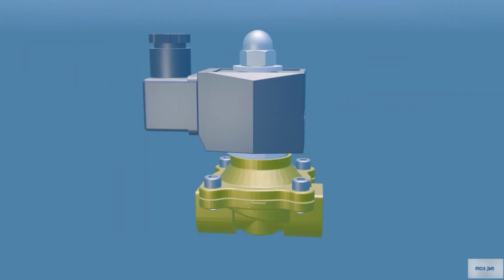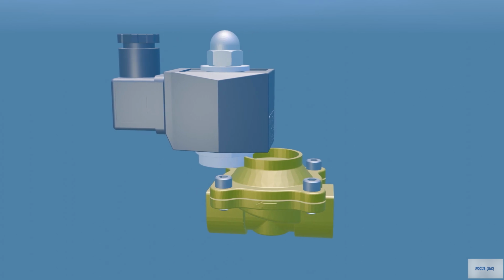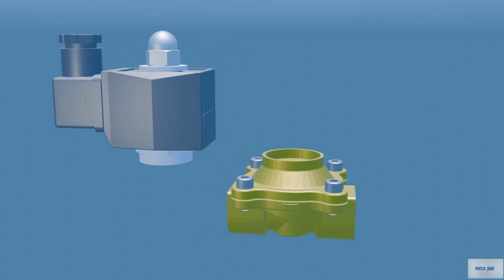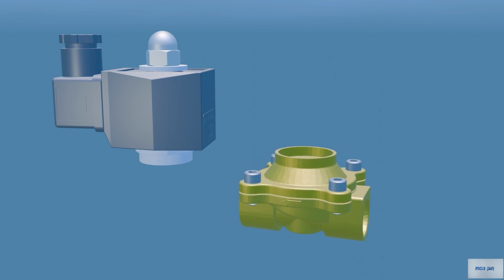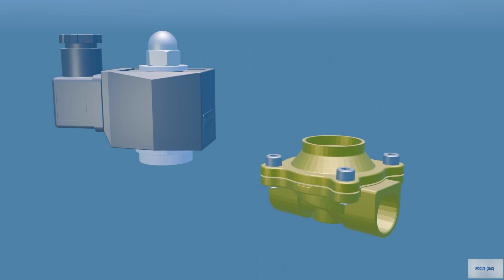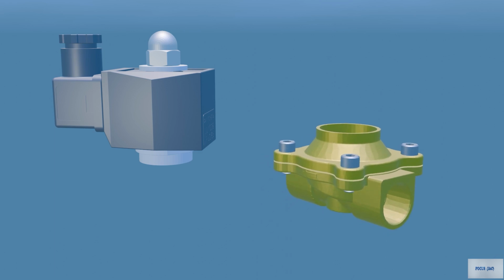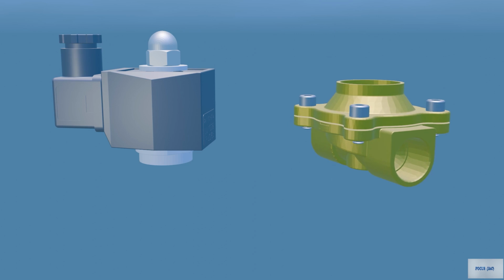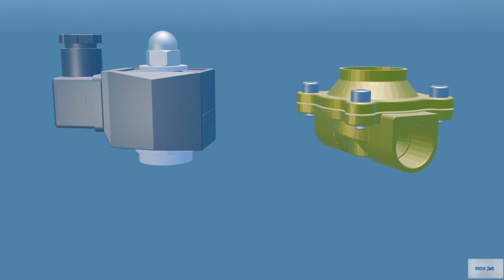The valve body often contains various internal parts such as springs, orifice, or other components that work in conjunction with the solenoid to achieve the desired operation. Of course, more precisely, the valve body depends on the type of solenoid valve. We will explain their types in future videos.